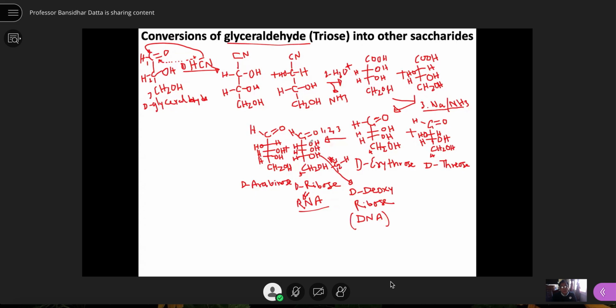Carbon number 2 has hydrogen on both sides: one hydrogen this side, one hydrogen this side. So this carbon has two of the same atoms, so it is optically inactive. The carbon 2 center is not a chiral center. So D-ribose has 3 chiral centers, and deoxyribose has 2 chiral centers.